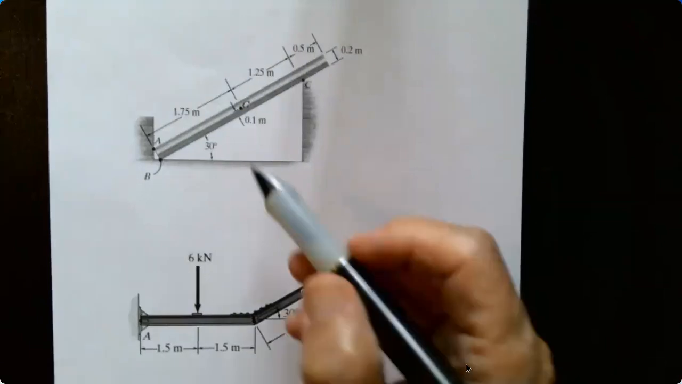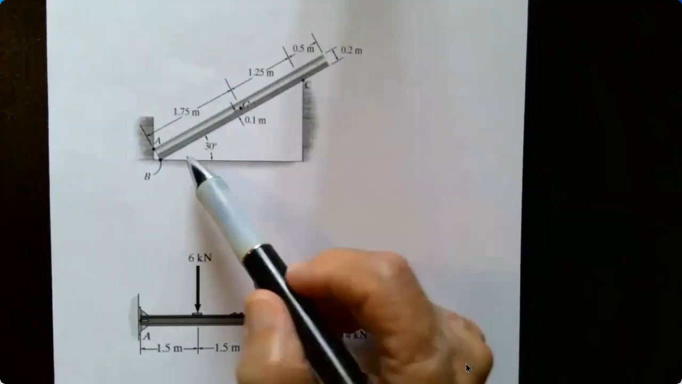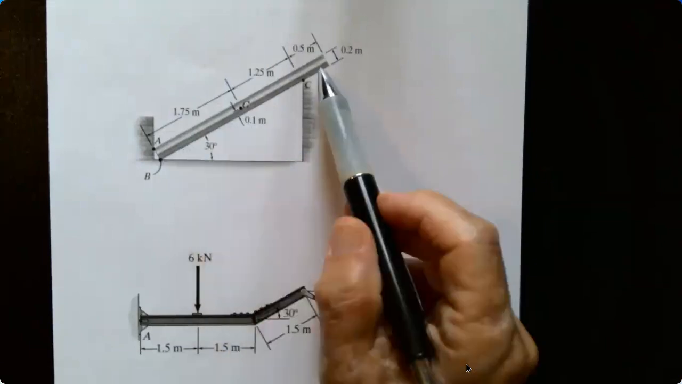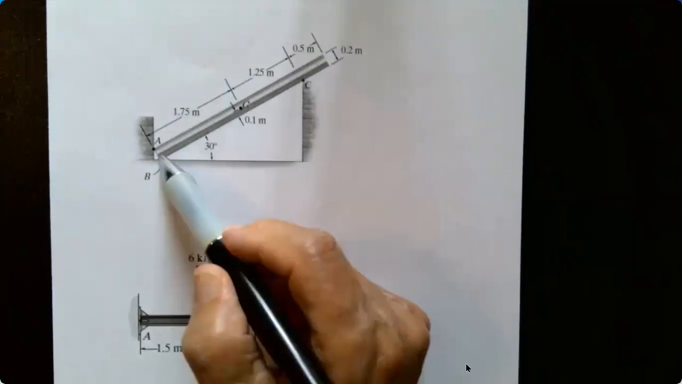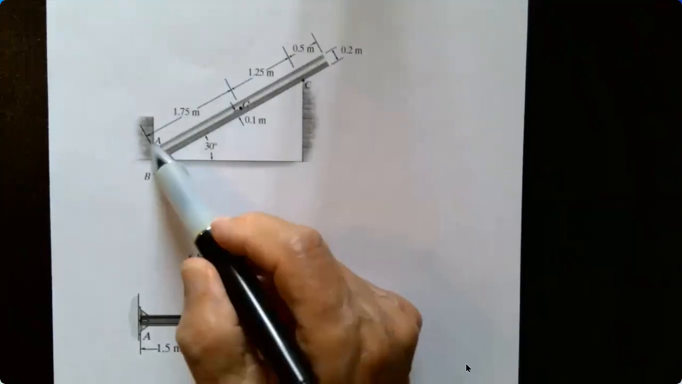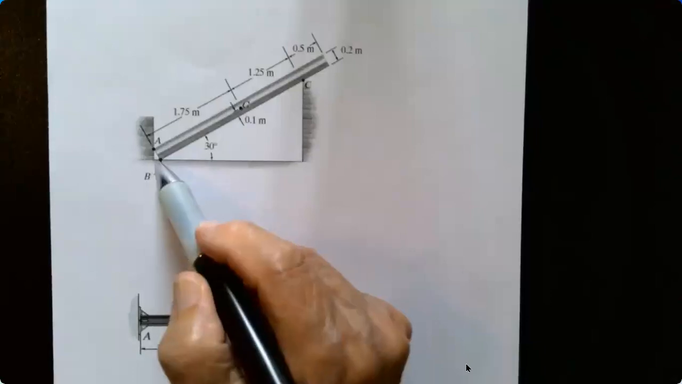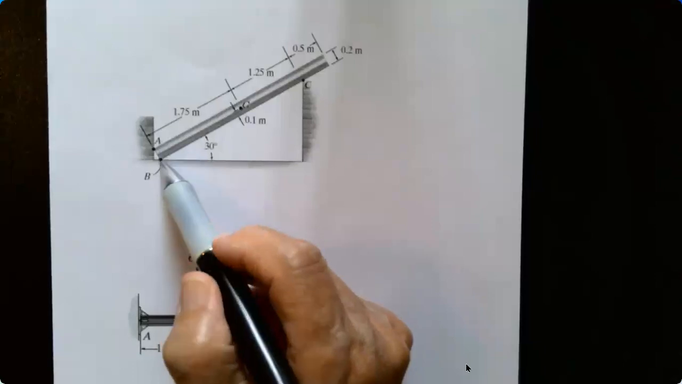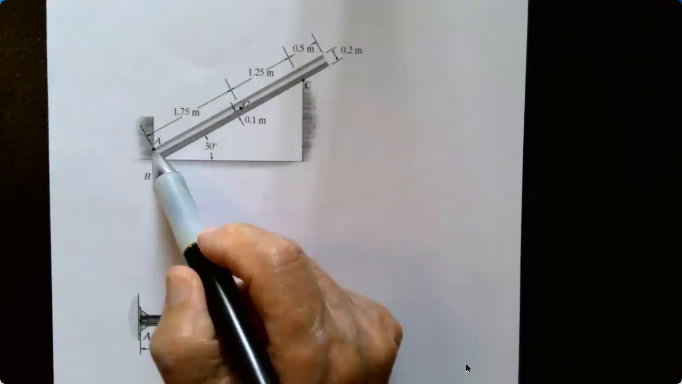Here's another problem. It's some type of pipe-like structure, propped up in this 90-degree angle. It's in contact at A with the vertical wall, or at B with the horizontal base.